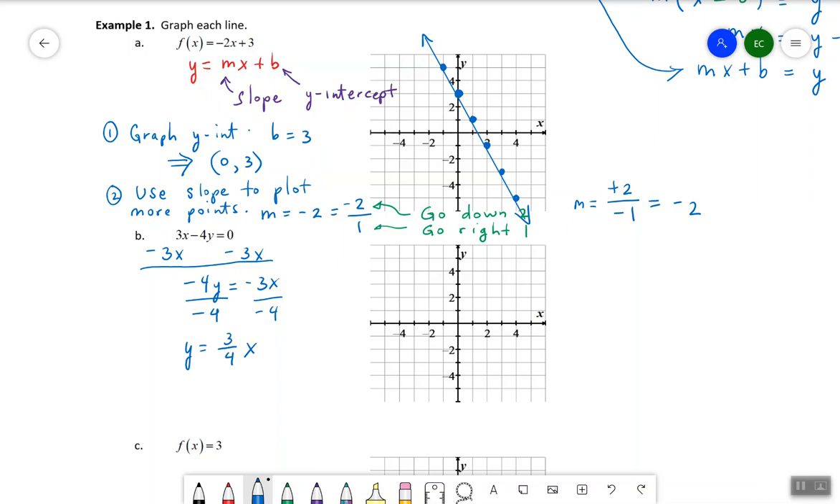And so does that look like slope-intercept form? I think it does, although you might say, well, where is the b value? Can you tell what b is?